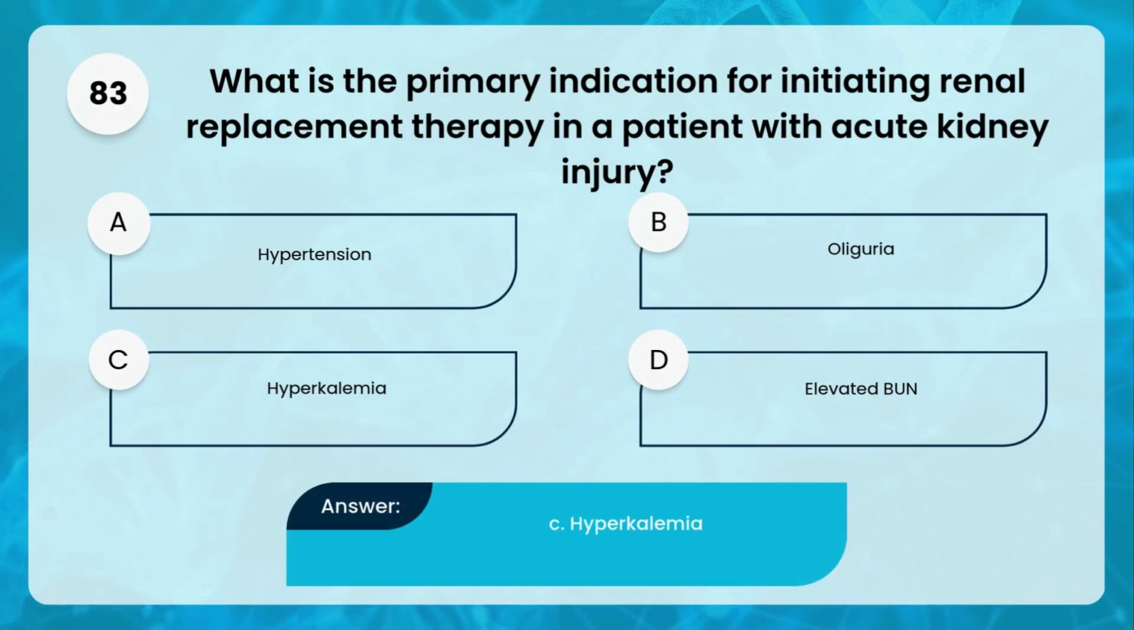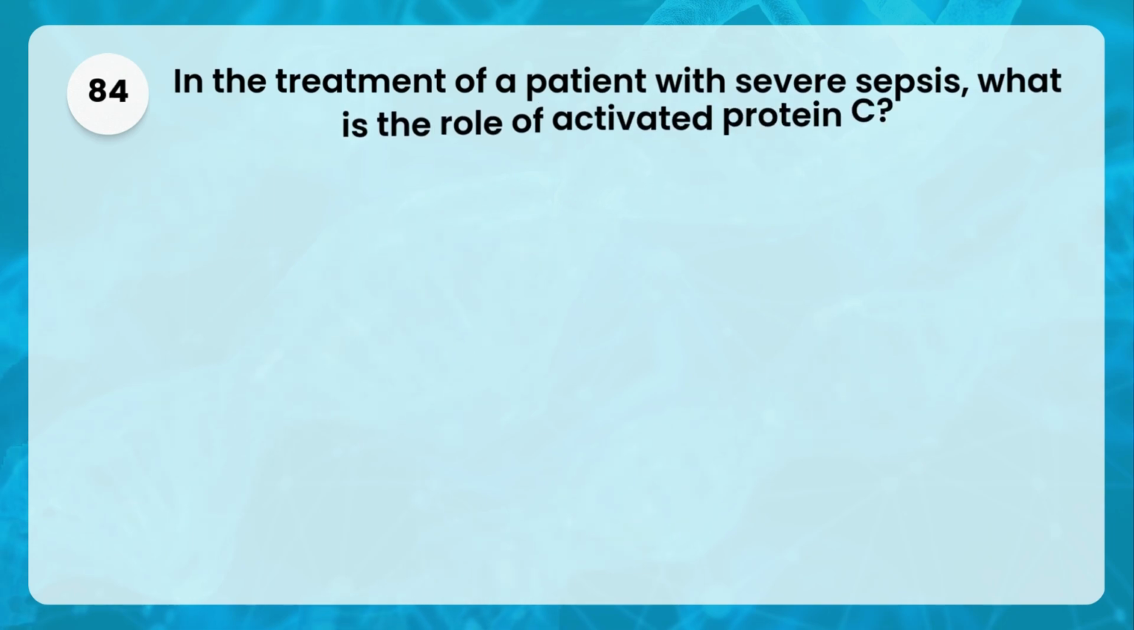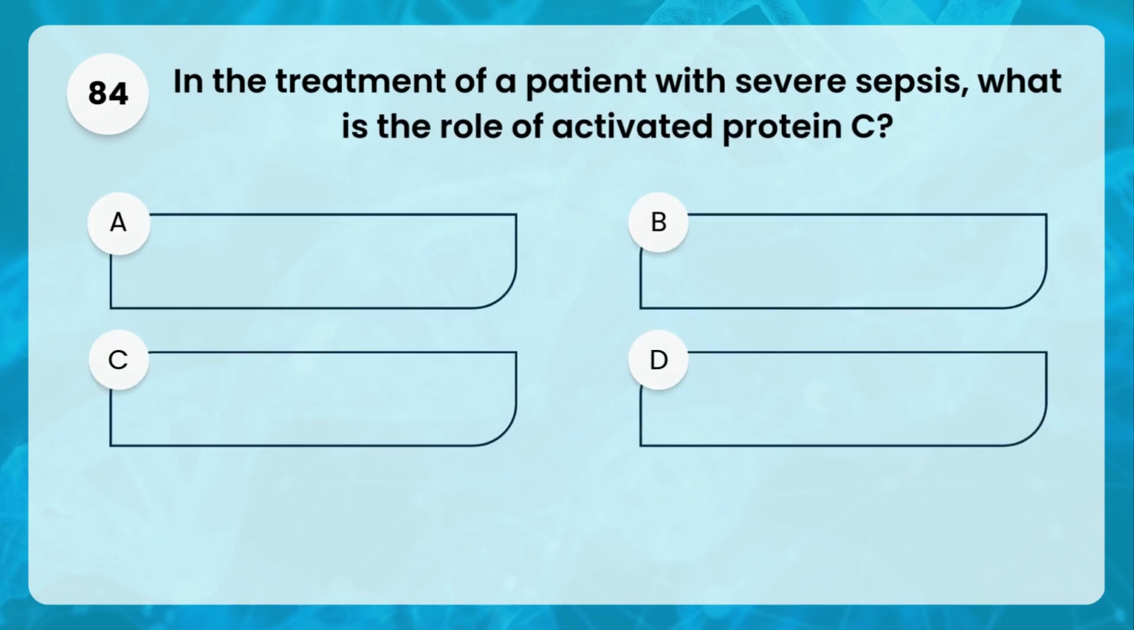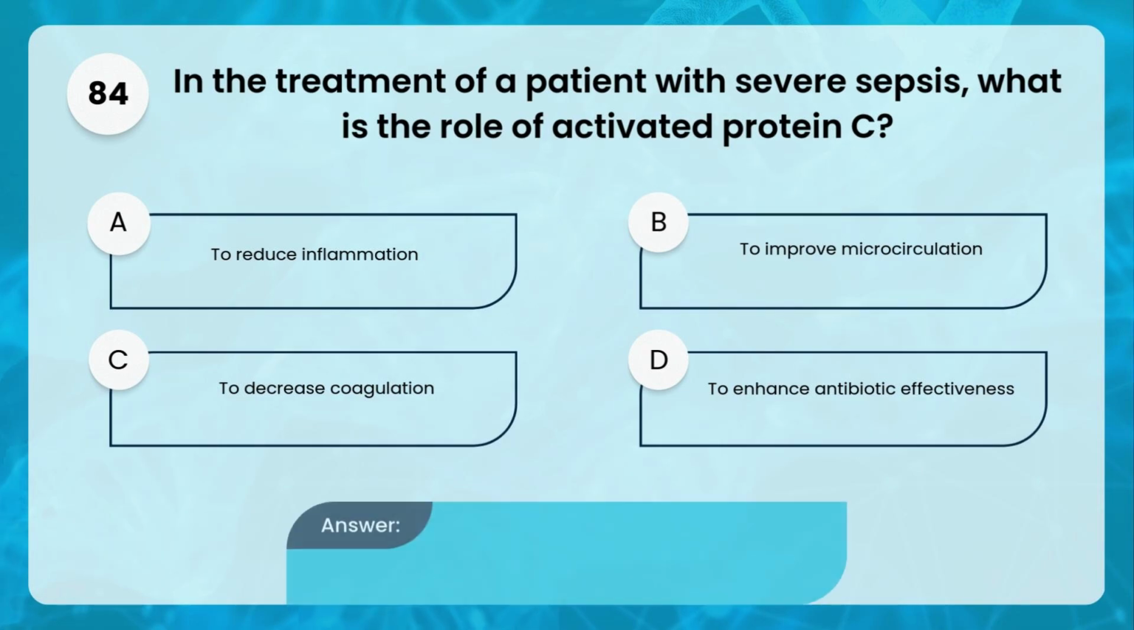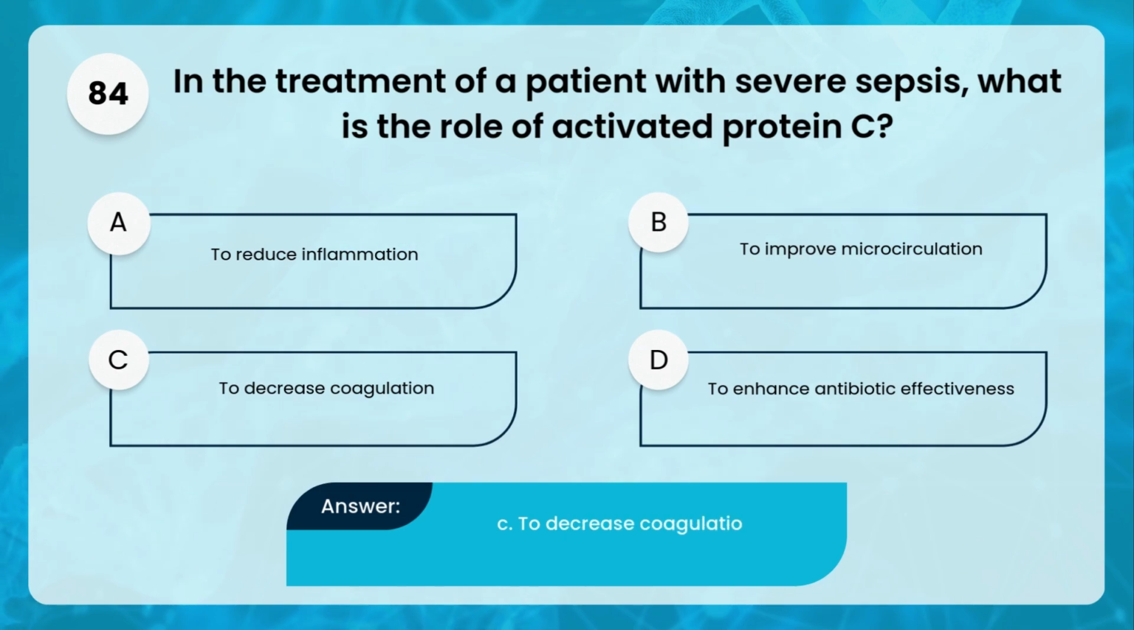Hyperkalemia. 84. In the treatment of a patient with severe sepsis, what is the role of activated protein C? A. To reduce inflammation. B. To improve microcirculation. C. To decrease coagulation. D. To enhance antibiotic effectiveness. The answer is C. To decrease coagulation.